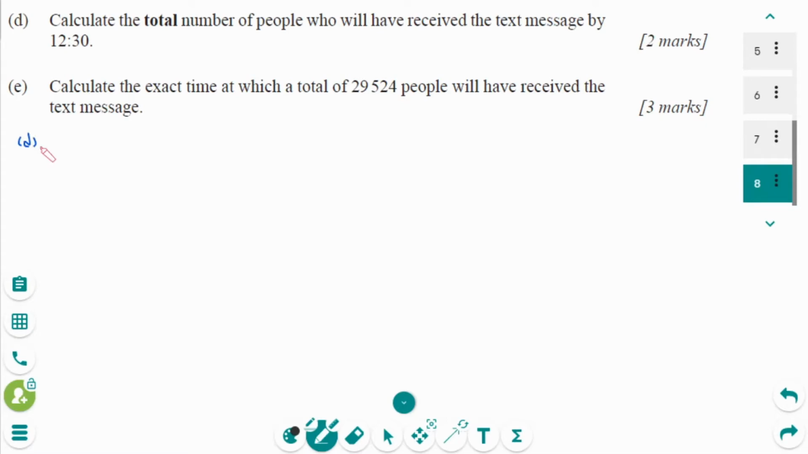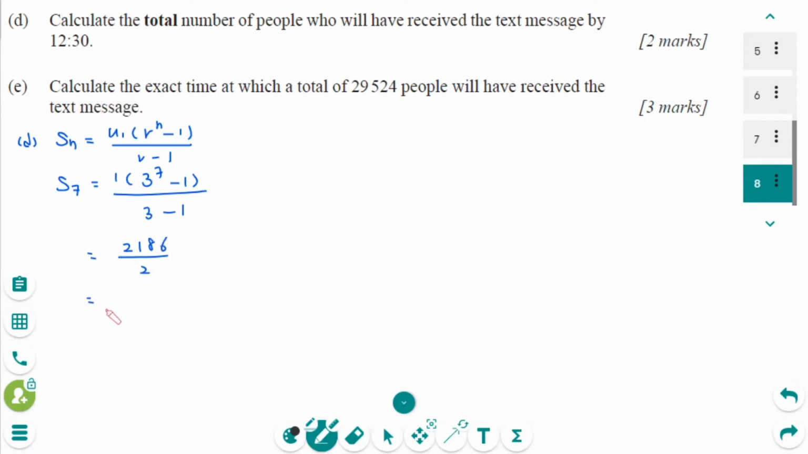Number D, Sn equals u1 times r to the power of n minus 1 over r minus 1. So S7 equals 1 times 3 to the power of 7 minus 1 over 3 minus 1, 2186 over 2. The final answer is 1093.